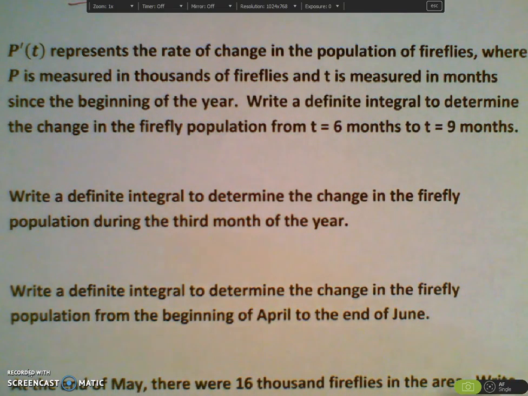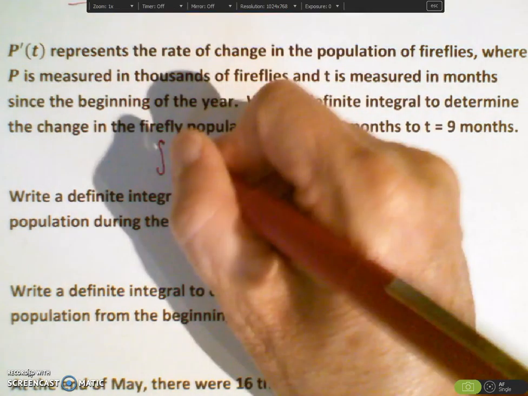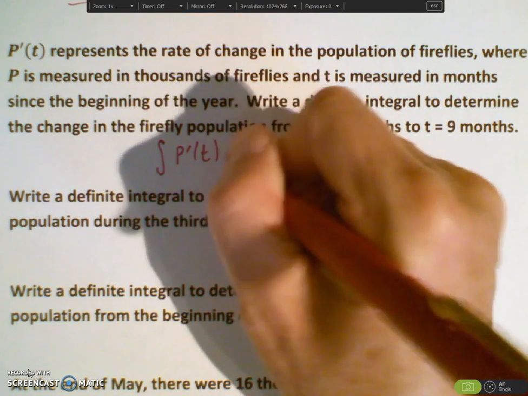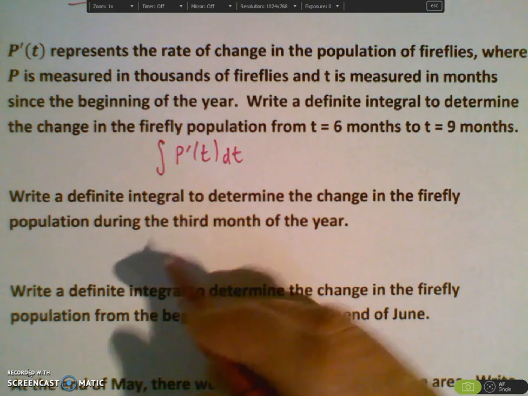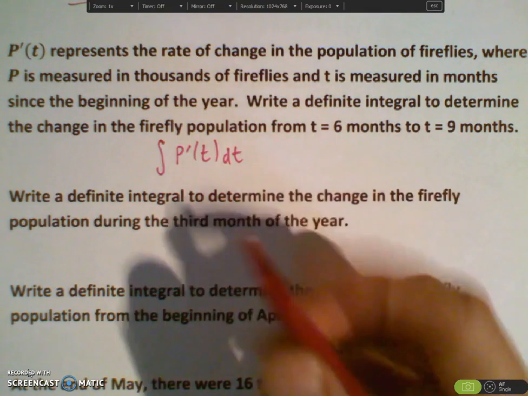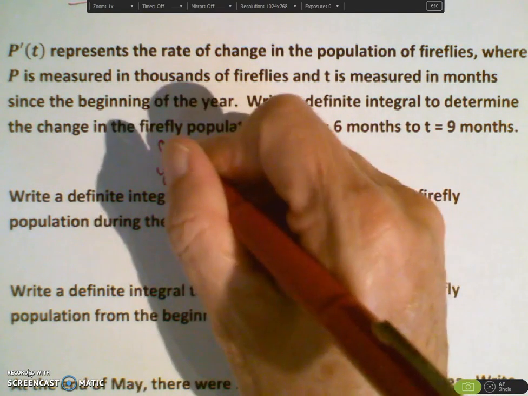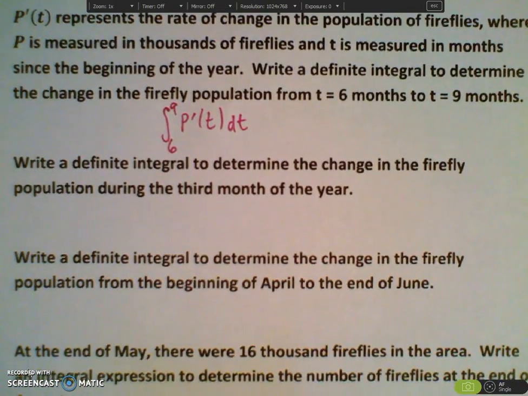Well, we know to find the change in the population, we're going to have to integrate our rate of change, p prime of t dt. That's no surprise, and in this case, the limits of integration are also really easy. We're going from t equals 6 months to t equals 9 months. So our limits of integration go from 6 to 9. That one's almost too easy to bother with. Let's try something that's a little bit more challenging.